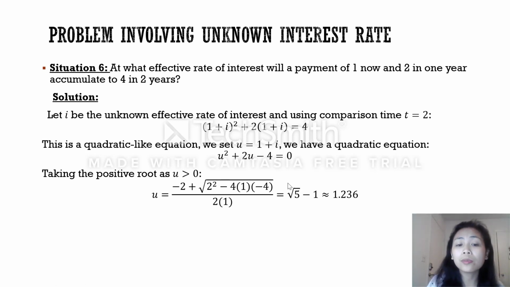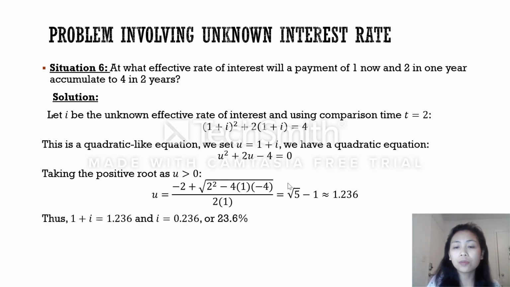So u is negative 2 plus the square root of 2 squared minus 4 times 1 times negative 4, the whole thing divided by 2 times 1. This is just basic solving of a quadratic equation from college algebra, so I don't think I have to mention how to solve a quadratic equation. So u is around 1.236. So we are going to set 1 plus I equal to 1.236, and we solve for I. So I is about 23.6%. So that's the answer.